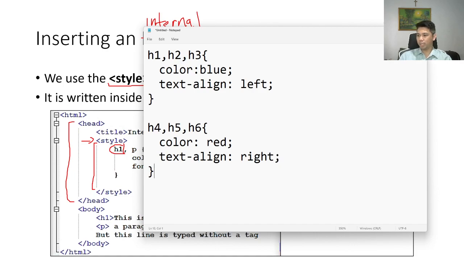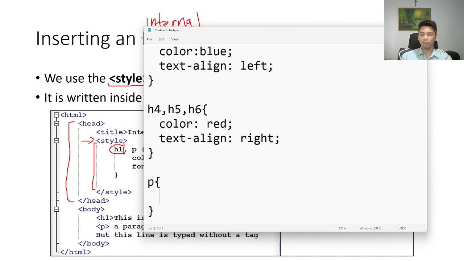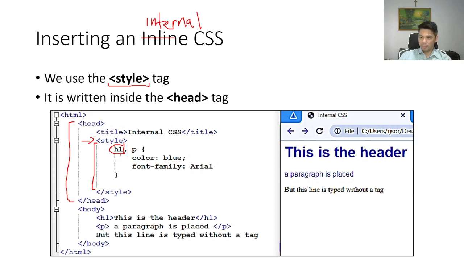And then we can add some more selectors like paragraph. It can have a different property altogether. You can add two or more properties as long as it is inside a block. Now, going back here, for any instance of H1 and P, it will have a color blue, and the font family will be Arial.